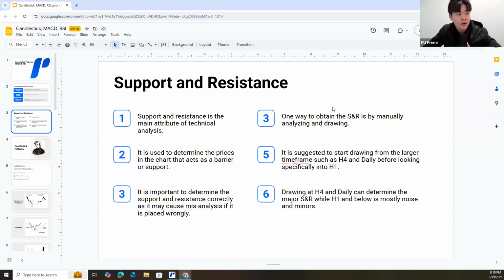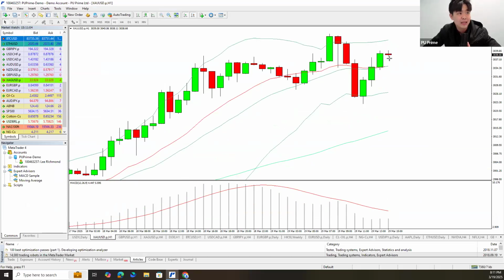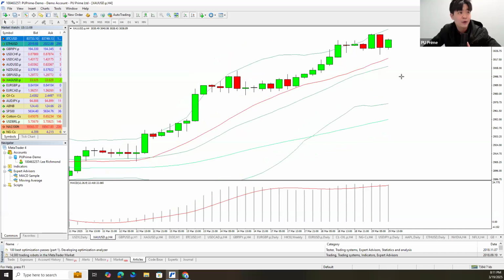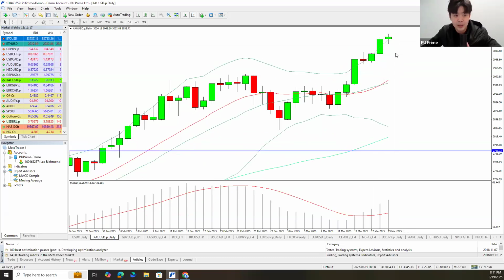So for new traders, what is H1, what is H4? Explained in layman's terms, H1 is a 1 hour candlestick. So when we are using H1, for each candlestick to close, it requires 1 hour. For H4, each candlestick requires 4 hours to close. And day one is 1 day for the candlestick to close.